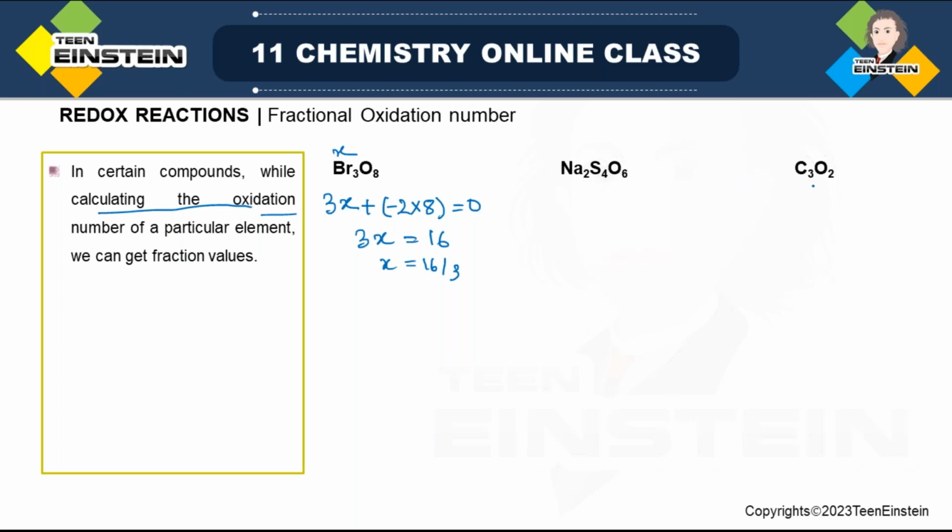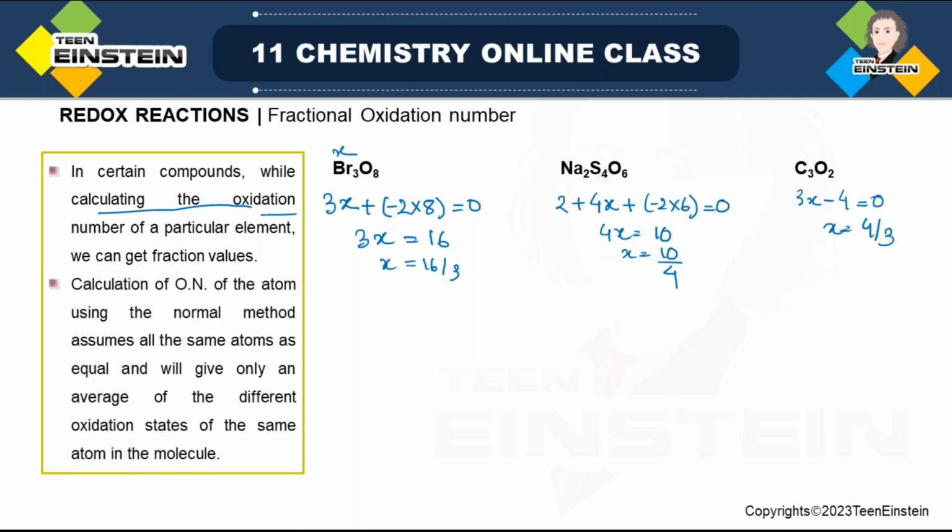Similarly, if you do this for carbon and oxygen, suppose it is 3x, and the total negative charge from oxygen is 4, so it will be 4 by 3. Then for sodium, we know it is 2 into 1. For each sulfur, suppose we do not know, it is 4x. For each oxygen, it is minus 2 into 6. The total is 0, so 4x is basically 12 minus 2, which is 10. So x is 10 by 4. In all these cases we are getting a fraction. These are 3 examples where we are getting fractions.